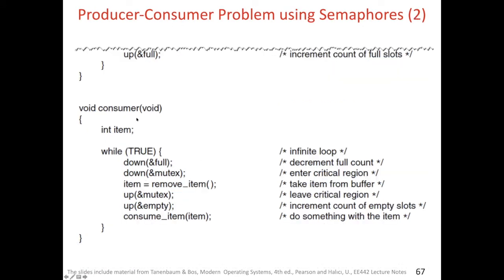For the consumer part, again we have the local variable item, while true, the infinite loop. Down full: it is checking if there is at least one item in the buffer, otherwise it will sleep here. Down mutex, this is for entry to the critical region. Item is set as remove item, take item from buffer. Up mutex, this is the end of the critical region.